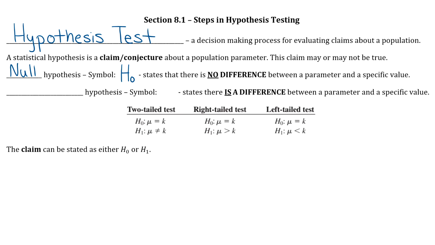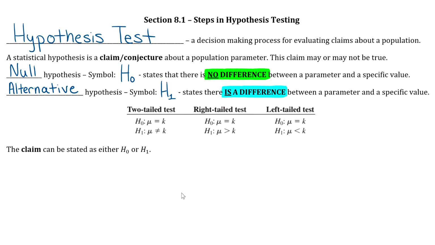Okay, so the null hypothesis states that there is no difference between a parameter and a specific value. The second hypothesis is called the alternative hypothesis, and the symbol for that is H sub 1, or you can just read that as the alternative hypothesis. And that states that there is a difference between a parameter and a specific value. Okay, so basically when you're setting these two hypotheses up, you pretty much have three options for how this can go. These are listed in this table here.